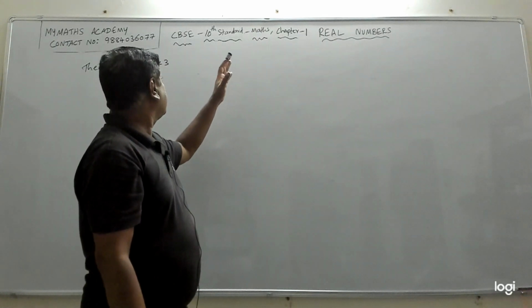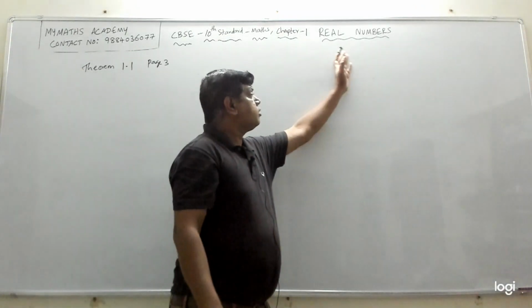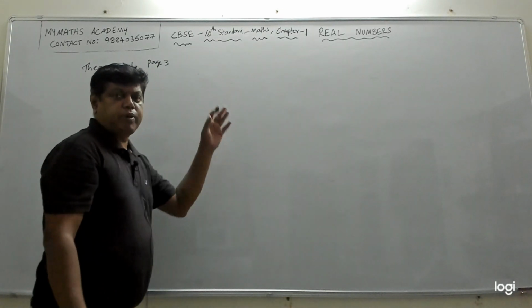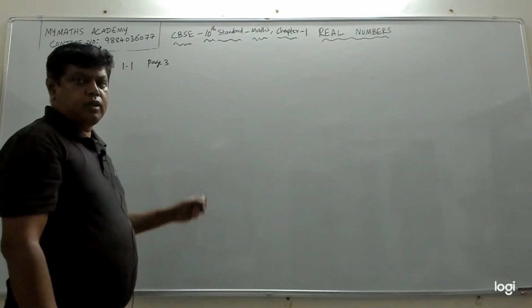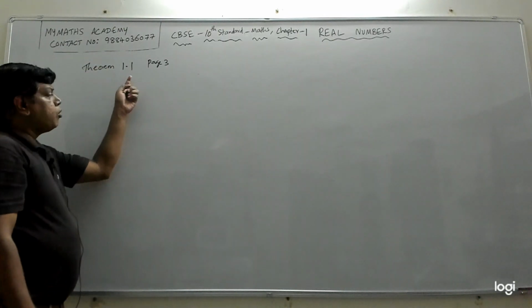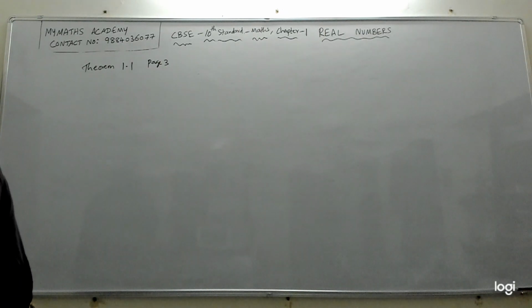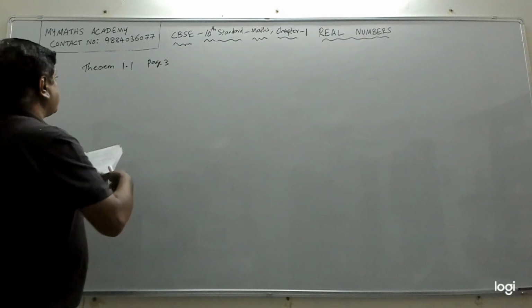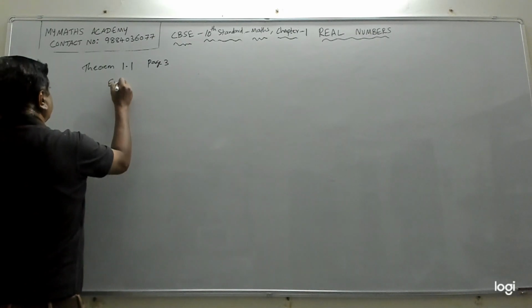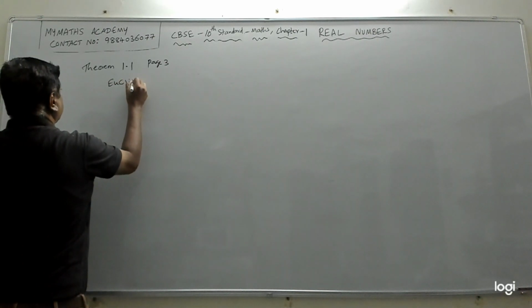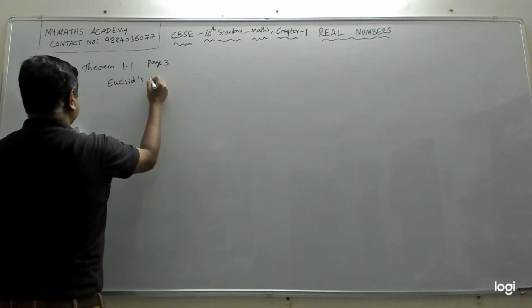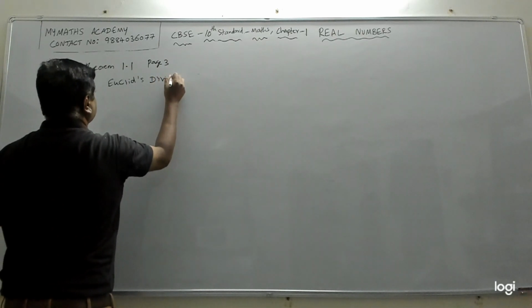In this session, we will continue on the chapter Real Numbers from 10th standard CBSE Mathematics. We'll continue from theorem 1.1 on page number 3 in your textbook, which is Euclid's division lemma.